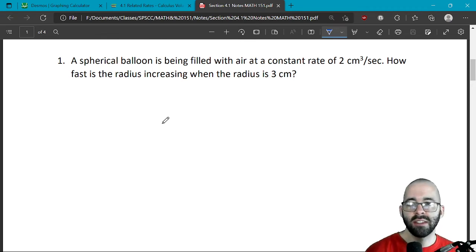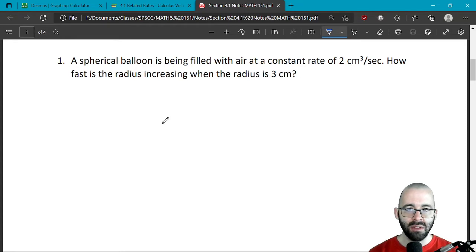Example 1. A spherical balloon is being filled with air at a constant rate of 2 centimeters cubed every second. So the volume is increasing. The volume is in centimeters cubed, and it's increasing by 2 centimeters cubed every second. The slope, if you will, is 2. So how fast is the radius increasing when the radius is 3 centimeters?